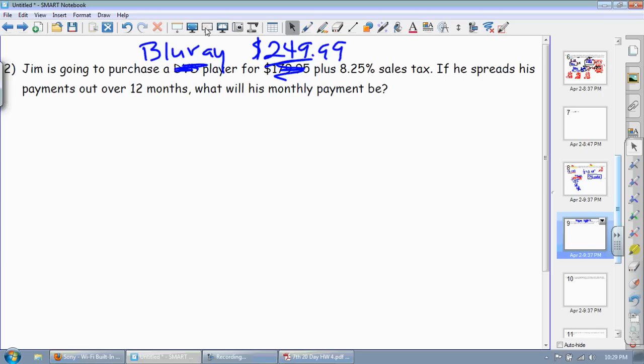So Jim, he's buying that. He wants to spread his payments out over 12 months. We want to know what the monthly payments would be. So the first thing we've got to figure out is how much Jim is paying for this. He's not just paying $249. He's got to pay tax too.